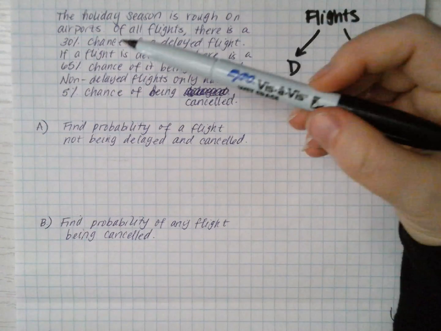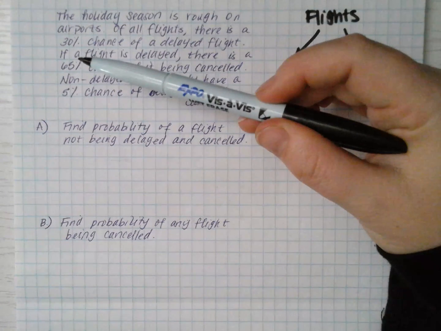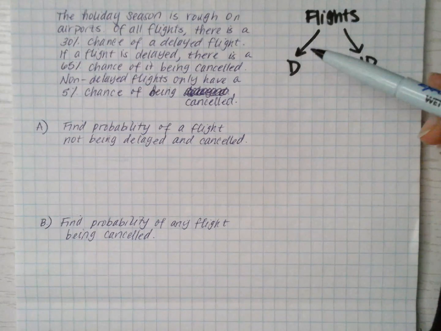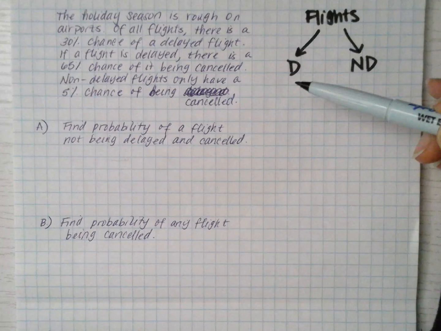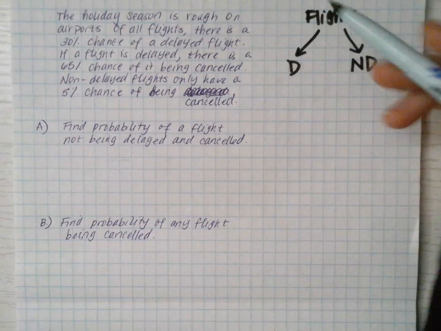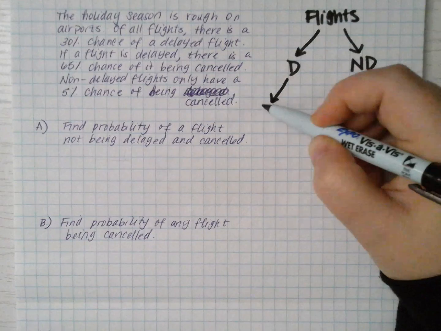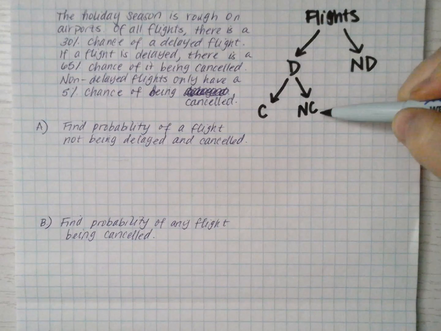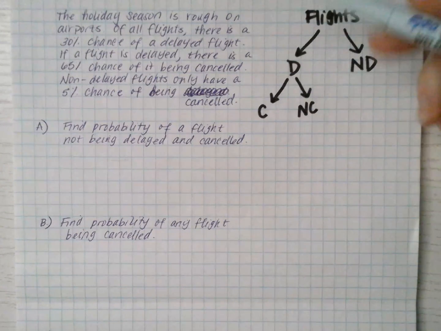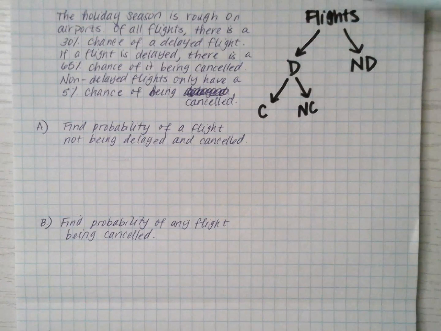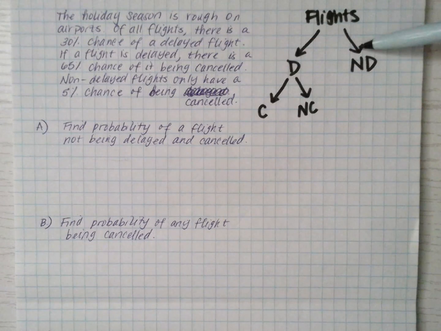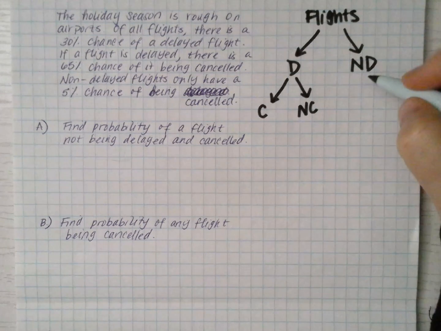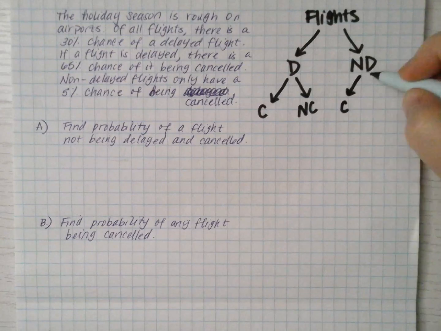Then it becomes the conditional statement, or the if statement. If a flight is delayed, that tells me that I'm going to be working down this branch of the tree. If a flight is delayed, there's a 65% chance of it being canceled. So for delayed flights, I'm either going to be canceled or not canceled, which is also known as the complement. For the non-delayed flights, this means that of the flights, I'm going to be moving down this part of the tree here for non-delayed, then I only have a 5% chance of being canceled. So here my options are canceled and not canceled.